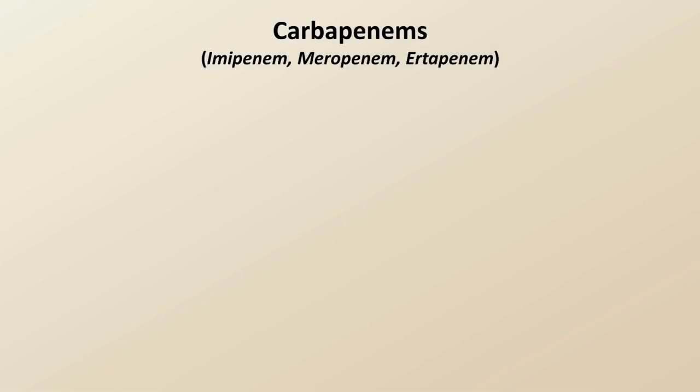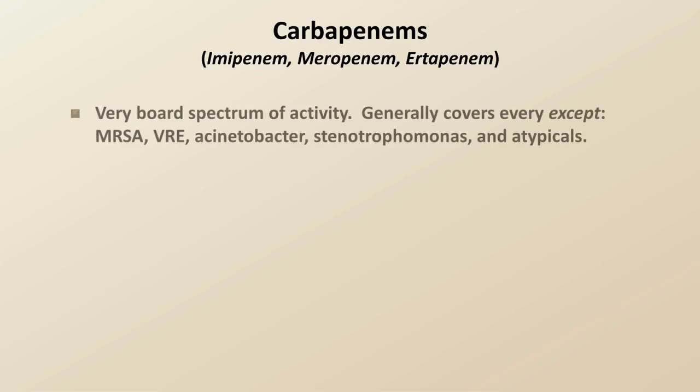Next up are the carbapenems: imipenem, meropenem, and ertapenem. These are fairly straightforward drugs because they have a very broad spectrum of activity. It is easier to remember what they don't cover rather than what they do. So they don't cover MRSA, VRE (that is, vancomycin-resistant Enterococcus), Acinetobacter, Stenotrophomonas, and atypicals.